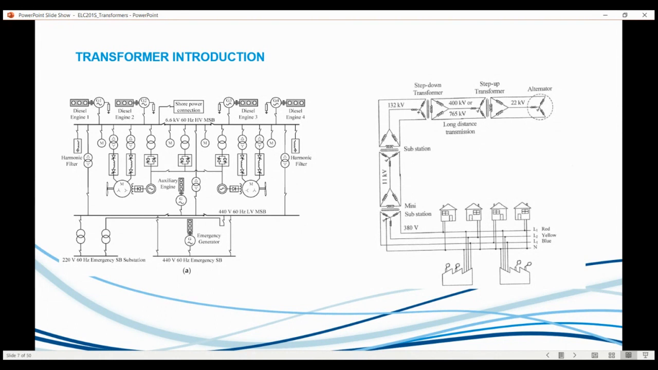So if you're looking at ESCOM, well, this is a hypothetical situation now, because we don't have that kind of thing happening anymore. An alternator pushing at 22 kilovolts is coupled to a step up transformer, configured in star and delta, and then gets stepped up to around 400 kilovolts or 765 kilovolts, depending how far we're transmitting. Obviously, the further we transmit, the higher we step up.